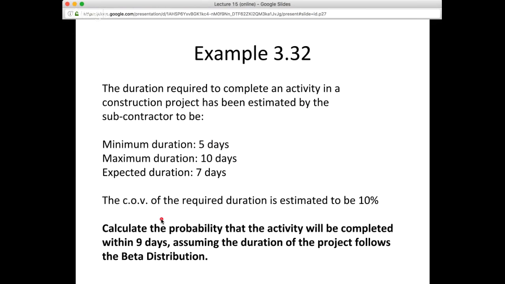So this is example 3.32 in the book. The duration required to complete an activity in a construction project has been estimated by the subcontractor to be minimum duration is 5 days. It's going to take them at least 5 days to complete the project. The maximum duration is 10 days, and the expected duration is 7 days. The coefficient of variation of the required duration is estimated to be 10%. So given that information, we're asked to calculate the probability that the activity will be completed within 9 days, assuming the duration of the project follows the beta distribution.